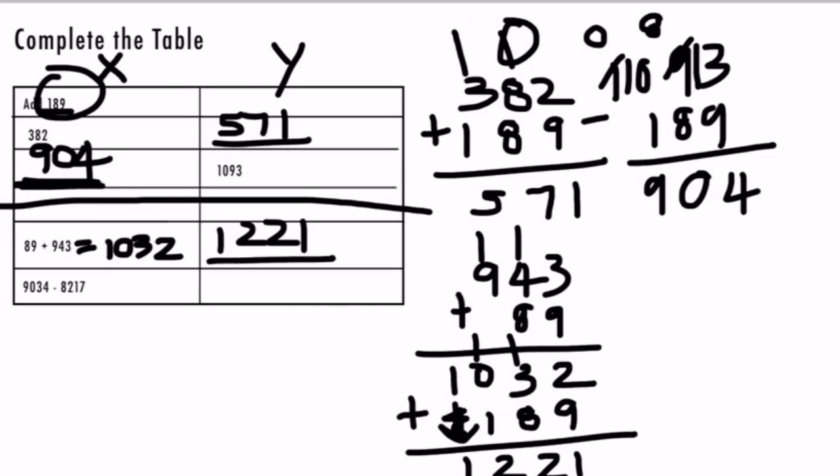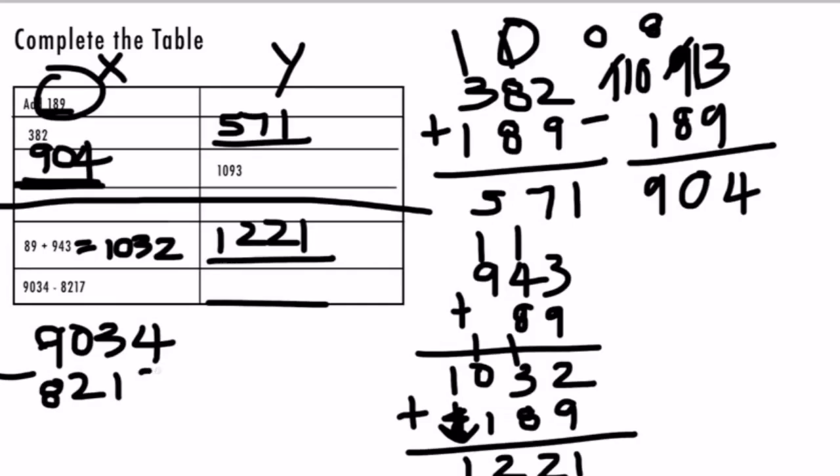Okay, our last part of the table. They ask us to subtract 9,034 minus 8,217 and then add 189 to find our y. So let's do that. 9,034 minus 8,217.